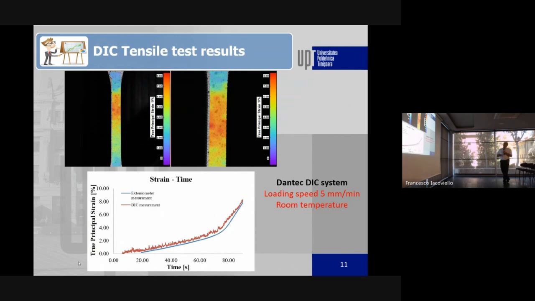For some tests, we also used digital image correlation in order to identify the shear at fracture, and we compared with some specimens for which we used an extensometer, and we found that around 3–4% was the shear at the fracture.